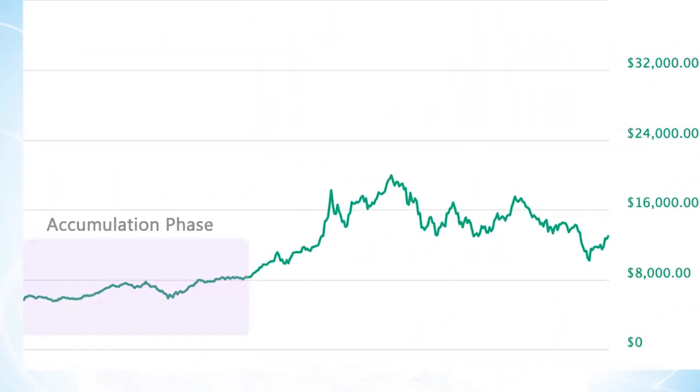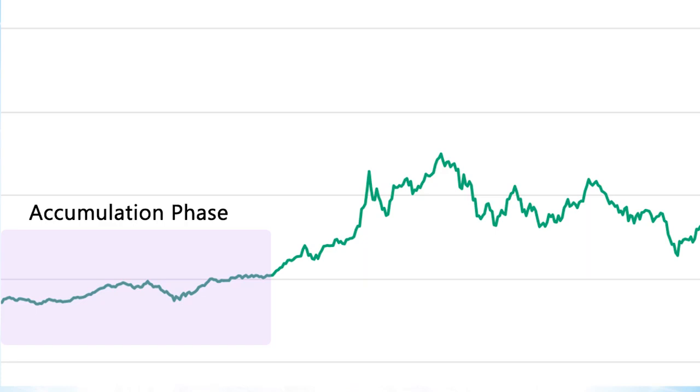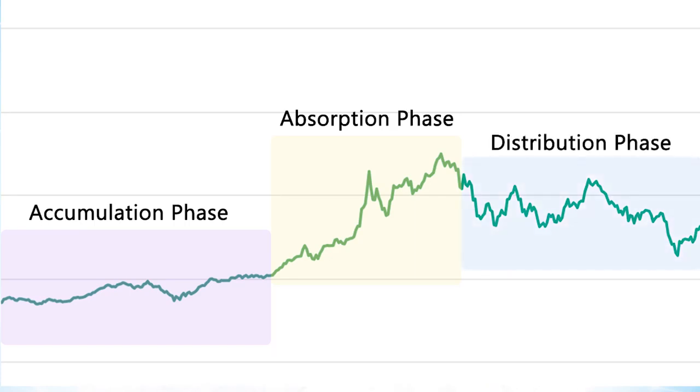2. There are 3 major phases to a market. The accumulation phase is where investors that are in the know are purchasing an asset before the market catches on. Then the absorption phase begins, and rapid price changes begin as the larger public starts to participate. Lastly, the distribution phase is when early investors begin to sell off their holdings.